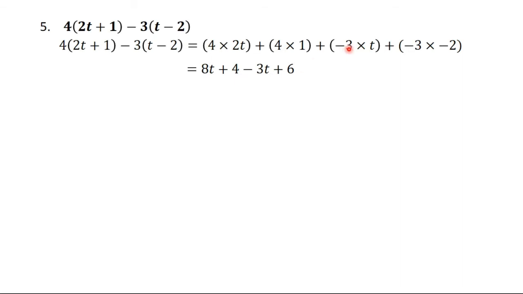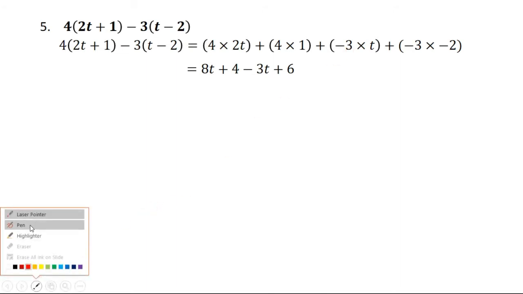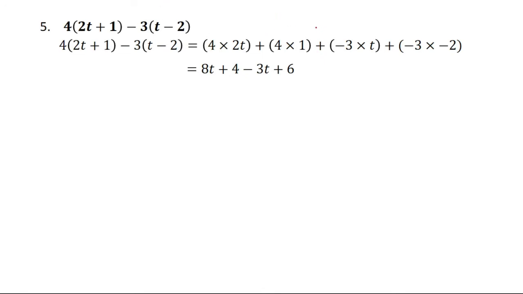Now we come here. Minus 3 times t is going to give us minus 3t. But we have plus here and we have minus in the bracket. So we already have a positive sign here. Then what is in the bracket is giving us minus 3t. Now whenever you have plus and minus meeting like this, everything changes to minus. So that's why we have minus 3t here. Then we have plus. Remember, minus 3 times minus 2 is giving us positive 6.